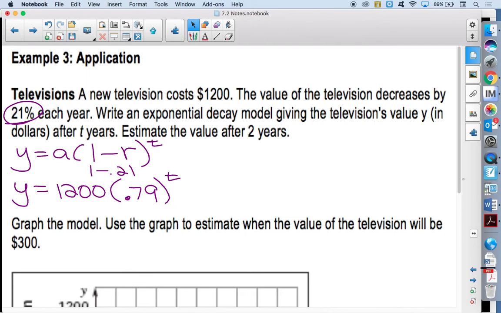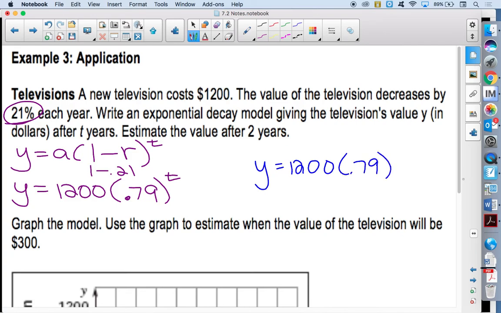So now, once we're dealing with these equations, you're going to need that calculator. So we have y equals 1,200 times 0.79 to the t. How much is it worth after 2 years? So in your calculator, we have 1,200 and then 0.79 with the squared exponent. How much is our TV worth now 2 years later? So 2 years have gone by. The TV's now only worth $749. So you lost like $450 off that TV in 2 years.